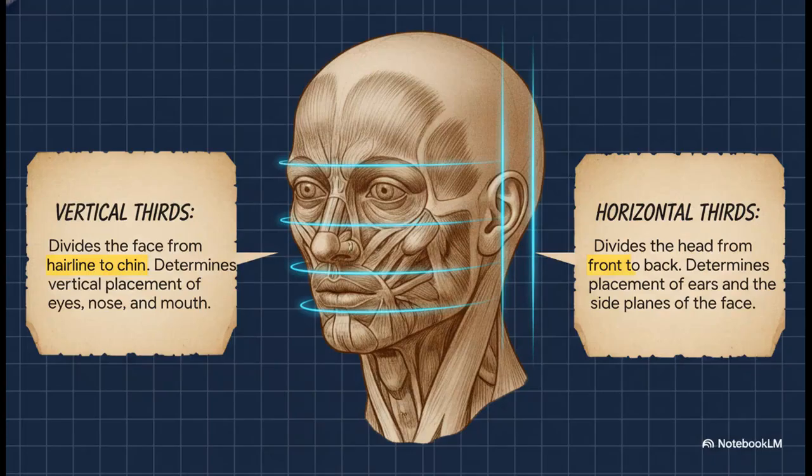So think of it this way. We've got two directions to master. First, there are the vertical thirds. These divide the face from the hairline all the way down to the chin, and they tell us exactly where the eyes, nose, and mouth are supposed to go. Then we have the horizontal thirds, which divide the head from front to back. This is what gives us that sense of depth and helps us place features like the ears. Let's tackle that vertical blueprint first.